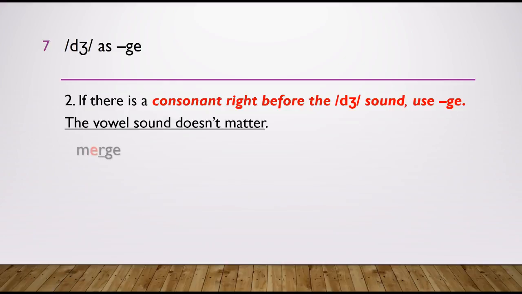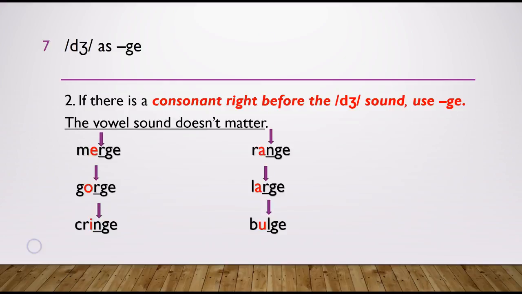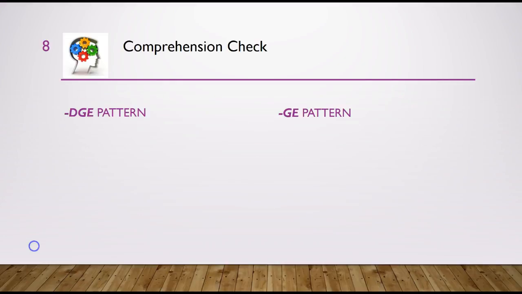Let's consider the word merge. You have a consonant right before the j, so we add GE. We don't need the D. Or the word gorge. You have a consonant right before the j, add GE. Or the word cringe. Even though it's a relative sound I, we have a consonant right before the j sound, so we add GE. Or the word range. There's a consonant sound right before the j, we add GE. Or the word large. Or the word bulge. All of these words have a consonant right before the j.